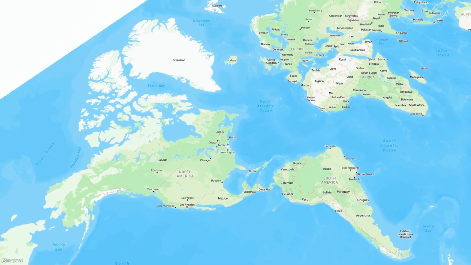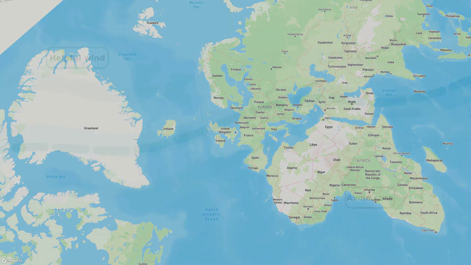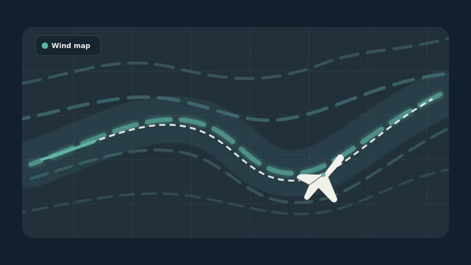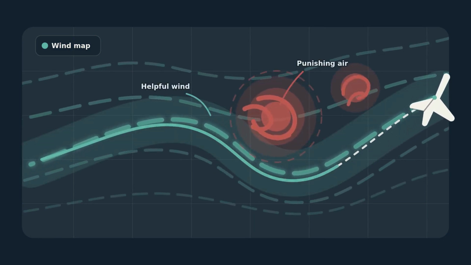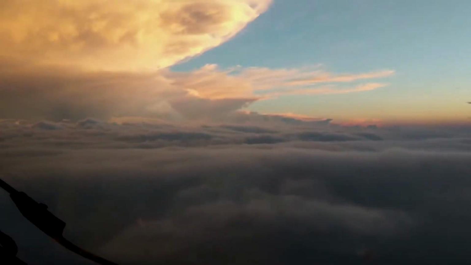This is why flights between similar cities can use different tracks in each direction. Animated wind maps make it obvious. The best route is often the one that rides the blue-green ribbon of helpful wind, or steps around the red core of punishing air. But wind is only one moving layer.